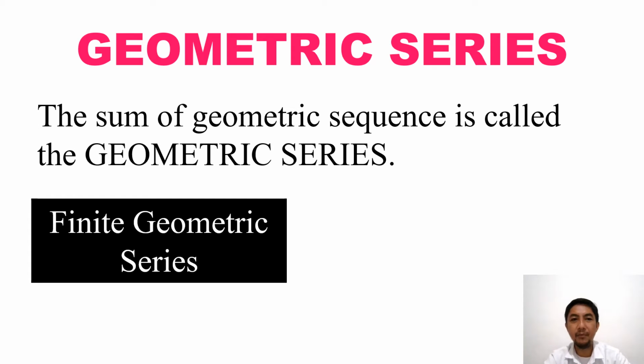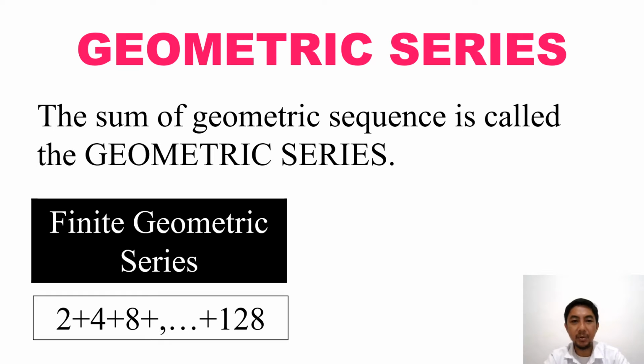Okay, when we say finite, it has an end. So for example, 2 plus 4 plus 8 plus and so on, plus 128. So this is an example of a finite geometric series because it has a last term. And the last term is 128.